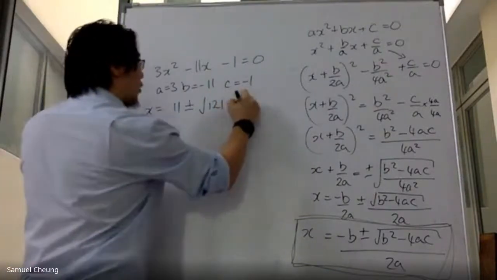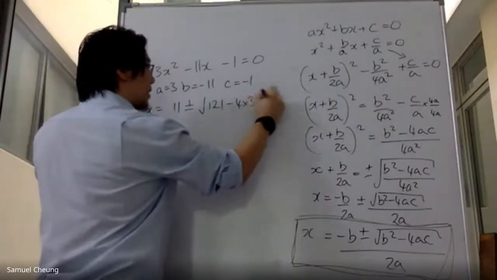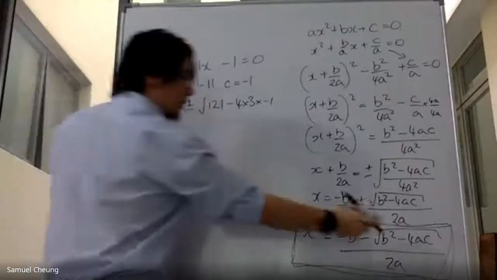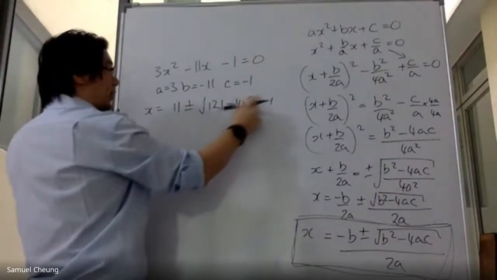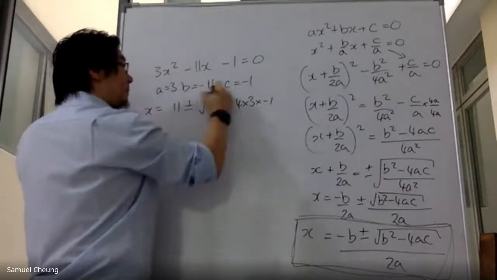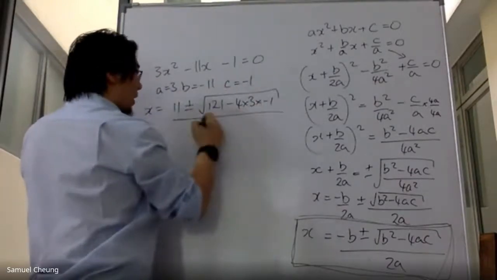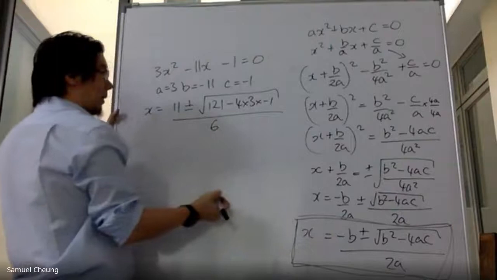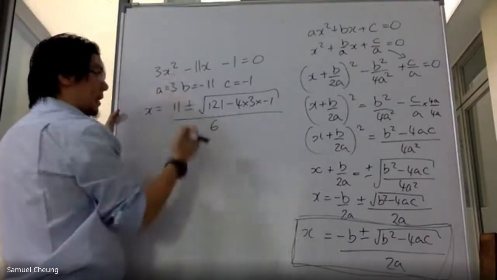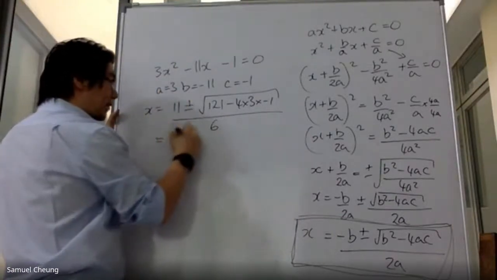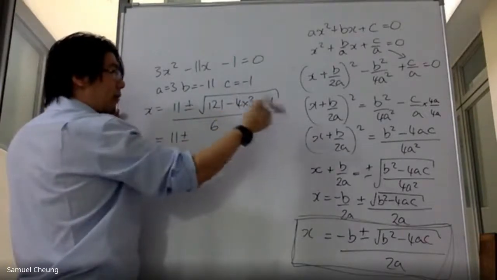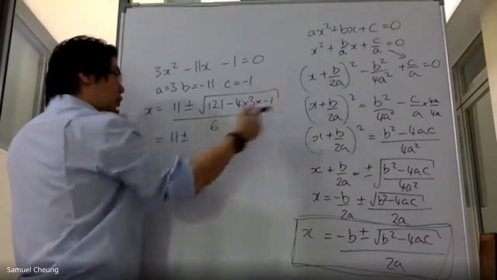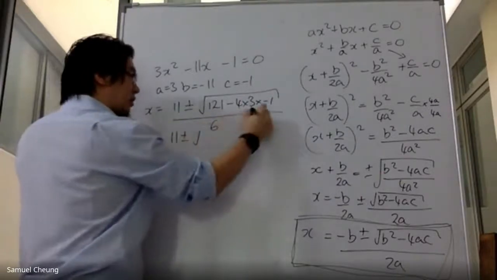minus 4 times 3 times minus 1, that's 4ac, divided by 2a, which is 6 on the bottom here. 2 times a is 6. Okay, so we get 11 plus or minus, right, this is 4 times 3, 12, times minus 1, it gives us plus 12. Okay, so this is 121.